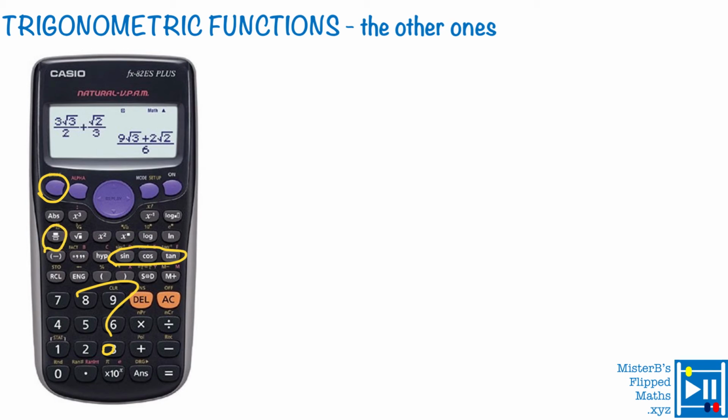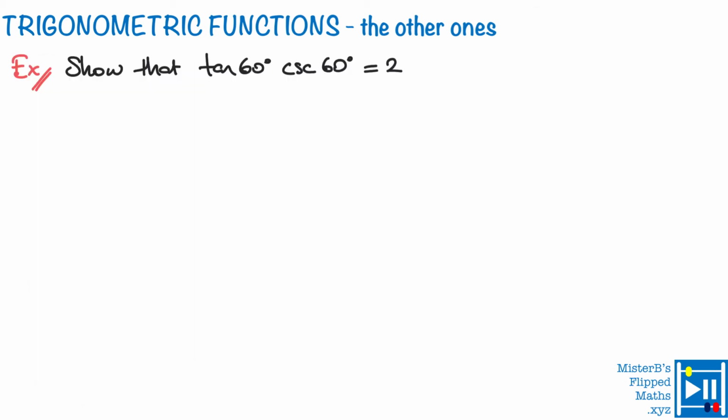Also, while making calculations, make sure that your calculator is in the right mode. Is it degrees or radians? You're going to find out from the question. Now, a few examples. Show that tangent 60 times cosecant 60 gives 2.